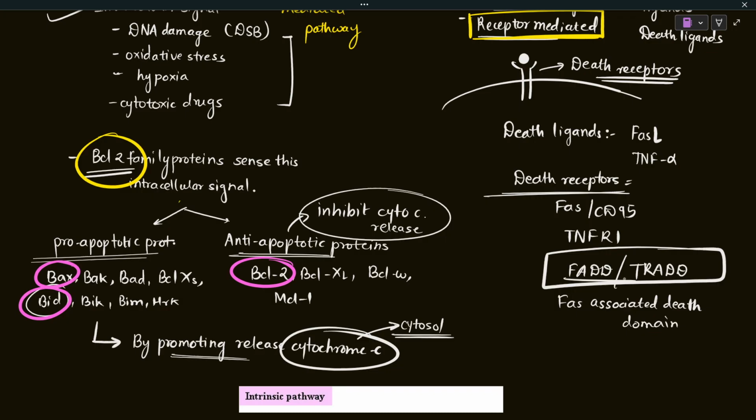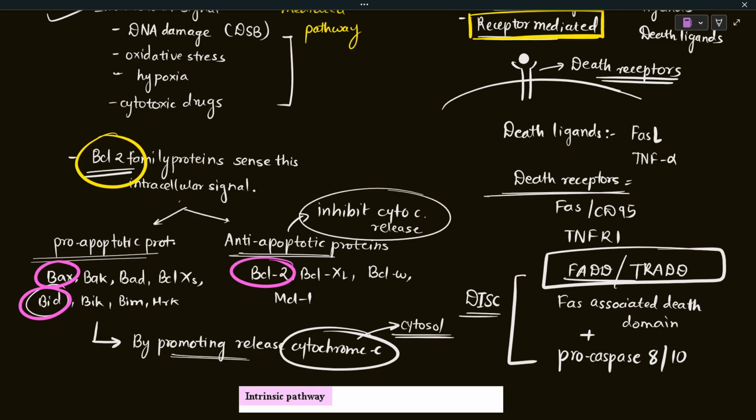So these are the adapter proteins to which the proenzymes, the procaspases, can be recruited. In the intrinsic pathway, the initiator caspase was 9. In this case, the procaspases are 8 and 10. On those FADD and TRADD, procaspase 8 and 10 can be recruited, and this forms a signaling complex, not a signal, known as DISC. DISC is the death inducing signaling complex. This complex has quite a literal name.